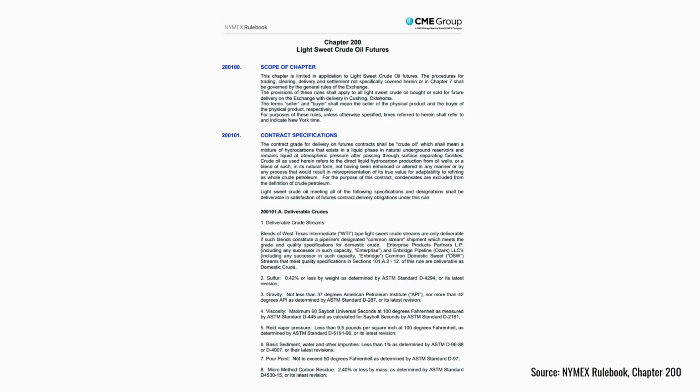Now that summary was very approximate. In order to completely standardize these contracts, there's a very long document which specifies exactly what you get with a light sweet crude oil futures contract in chapter 200 of the NYMEX rulebook. So at the bottom here, they specify exactly what kind of oil is eligible for delivery.